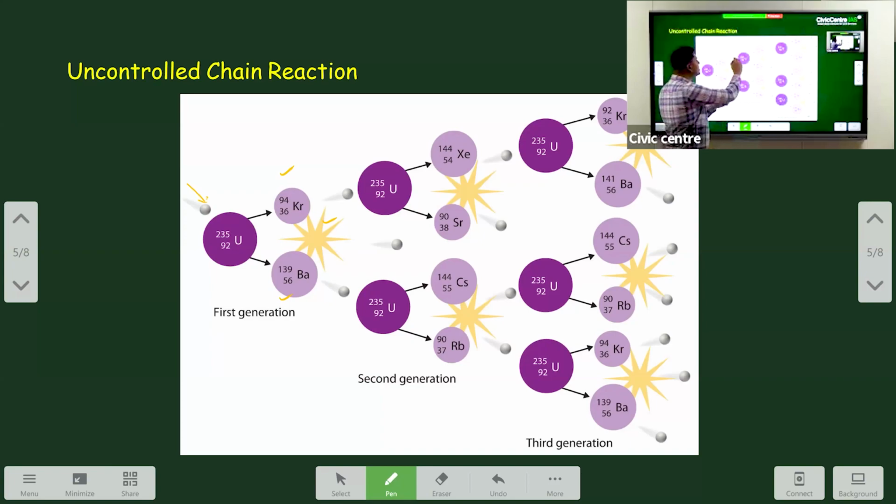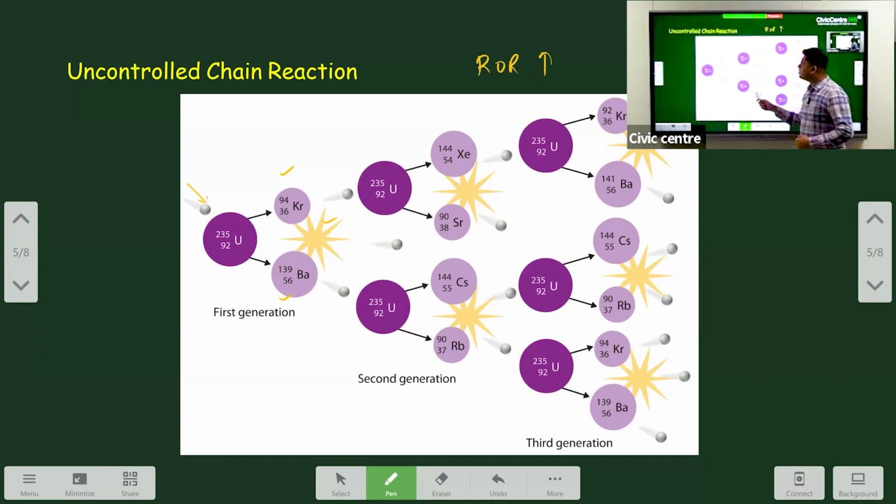What if these extra neutrons, which came up as an outcome, are going to react with uranium again? It's going to lead to a reaction like that. So this keeps on happening, and at some point of time, we won't be able to control it. Here the rate of reaction which we talked about keeps on increasing. So this makes it an uncontrolled chain reaction.